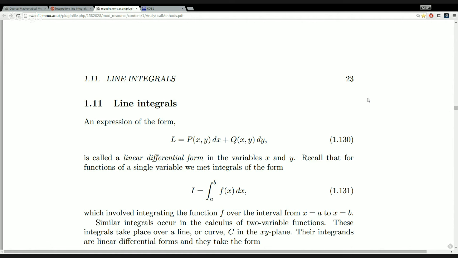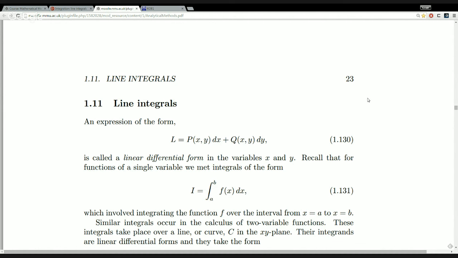Let's draw a couple of suggested sketches here. So thinking of our function of two variables, here's the x, y, z plane, and here's the surface z equals f of x, y. The two basic types of integrals for a function of two variables like this: we can have so-called path or line integrals.